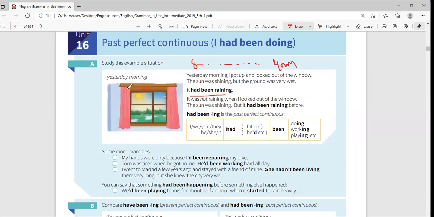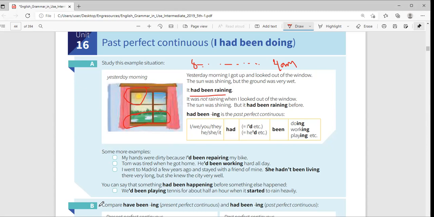Look at the picture here. Look at the sun there. Is it still raining now? No. But look at the ground. It is very wet outside there. So when you see a lot of water on the ground, it means there must have been an action that had been going on in the past, because it began in the past and finished in the past. But it continued for some time. So it was not raining when I was looking out of the window. The sun was actually shining, in fact, but it had been raining before. So had been raining is the past perfect continuous.